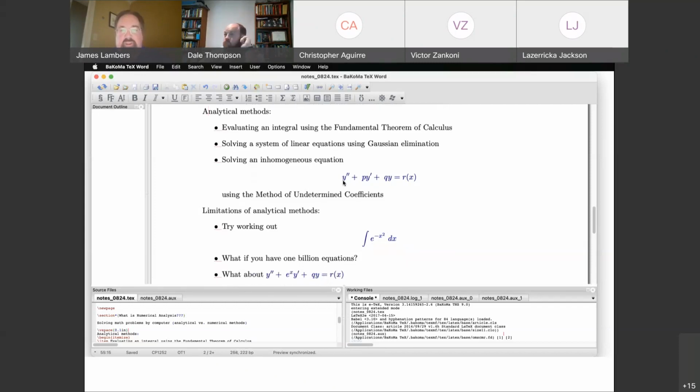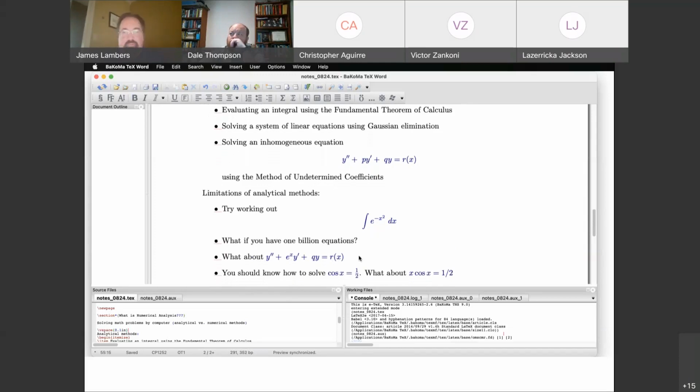Now, you know how to solve an ODE like this if P and Q, the coefficients, are constant. What if I change the problem just a little bit? I replace this constant P with e to the x. The analytical methods, you're not going to be able to use to solve this problem. Undetermined coefficients or variation of parameters, no help. But a numerical method can solve this.